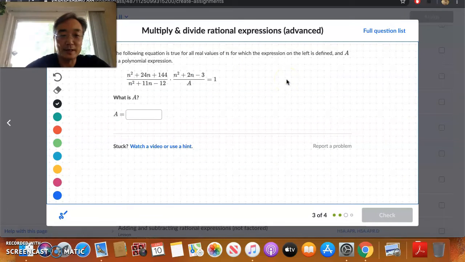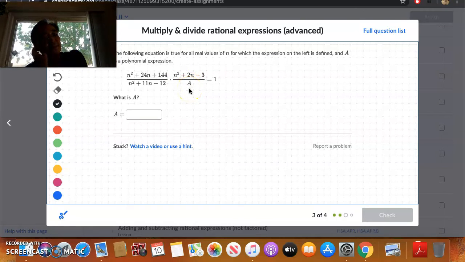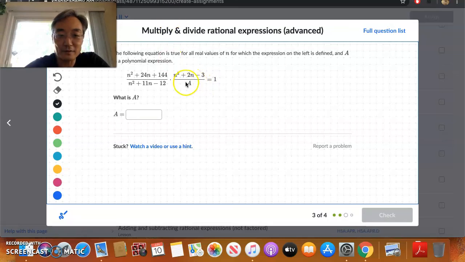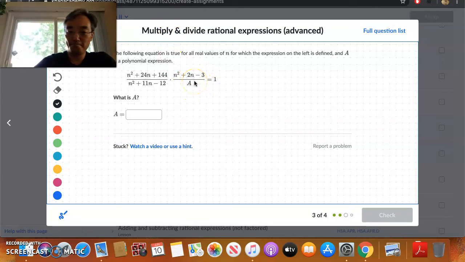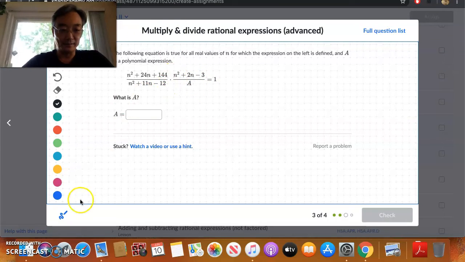All right, let's go to this one now. It says the following equation is true for all real values of n for which the expression on the left is defined. What is a? So now we have to solve for a here, correct? We could definitely solve for this. So how are we going to solve? We have to isolate it, right? So how are we going to isolate this a? Well, definitely we're going to have to put everything else on the other side, right?